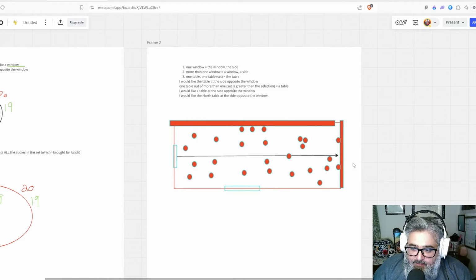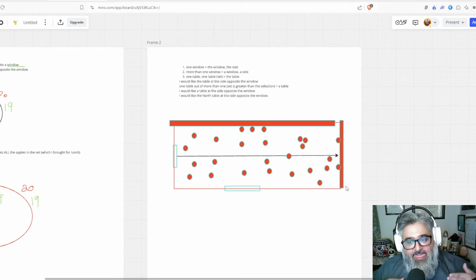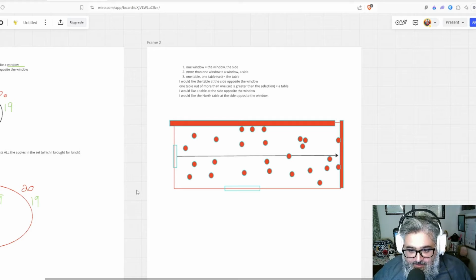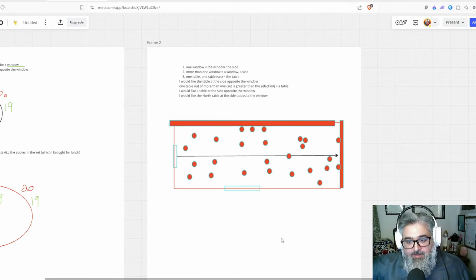If he wanted all of them, then he would say, I would like the tables, because he wants the entire set. I would like the tables at the sides, because he's talking about both sides, the entire set, both windows, opposite the windows. I would like the tables at the sides, opposite the windows.